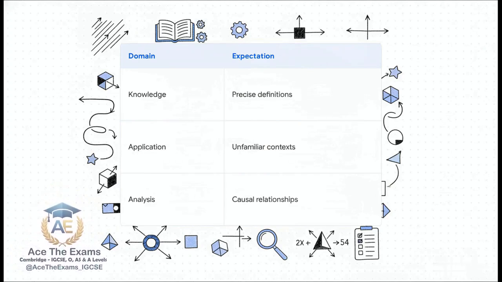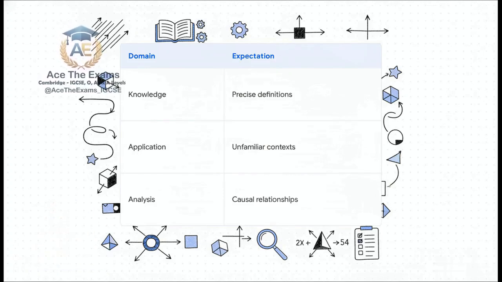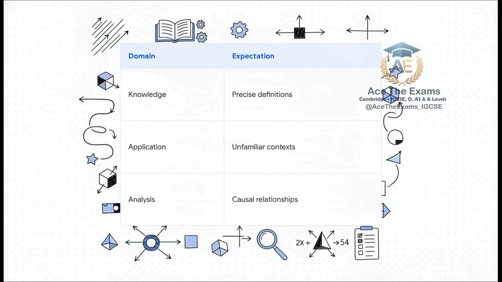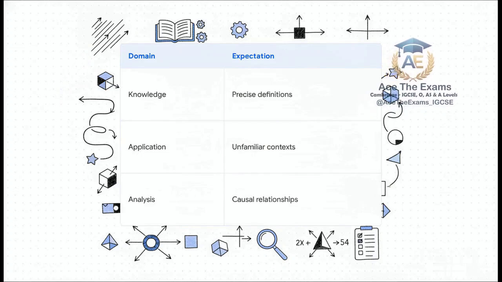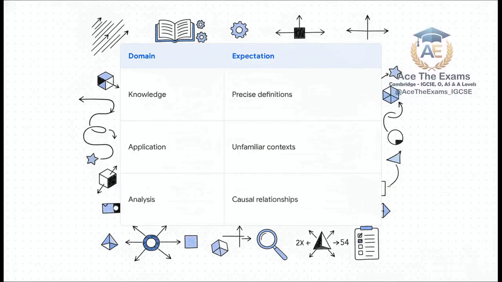Then comes the second domain, application. This is where a huge percentage of students completely stumble. Application requires taking that conceptual understanding and transferring it to completely unfamiliar contexts. It's one thing to find the equation of a line when given 2 points. It's an entirely different beast when the examiner asks you to find the perpendicular distance from a point to a line, or find the coordinates of the foot of the perpendicular.